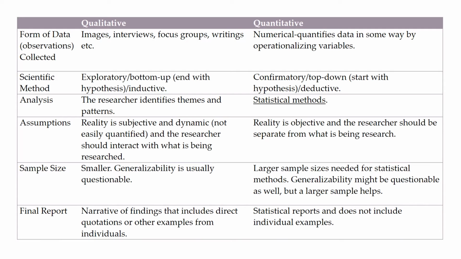Now I'm going to bring up a table that summarizes the differences between qualitative and quantitative research. And we're going to look at the differences here. Some of these things I've talked about already, and some of them I may not have, but we'll go over them now. So the first thing is form of data, or the observations that are collected. In qualitative research, these are images, interviews, focus groups, writings, etc. In quantitative research, it's numerical, and we quantify the data in some way by operationalizing the variables.